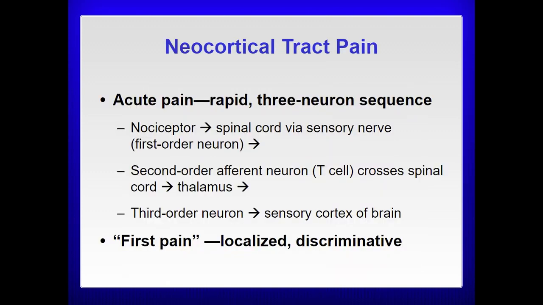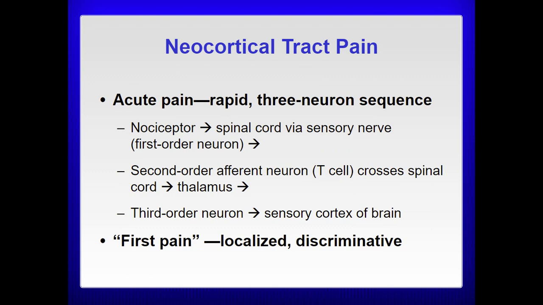So I mentioned before the different types of tracts that are out there. The spinothalamic tract is one that I mentioned, but let's talk about the neocortical tract. Acute pain is very rapid, and it goes through that three-order neuron sequence that I spoke about in the first lecture. You have that nociceptor in the tissue, and it is going to respond to pain. The information travels up the spinal cord through the sensory nerve, also called the first order neuron.